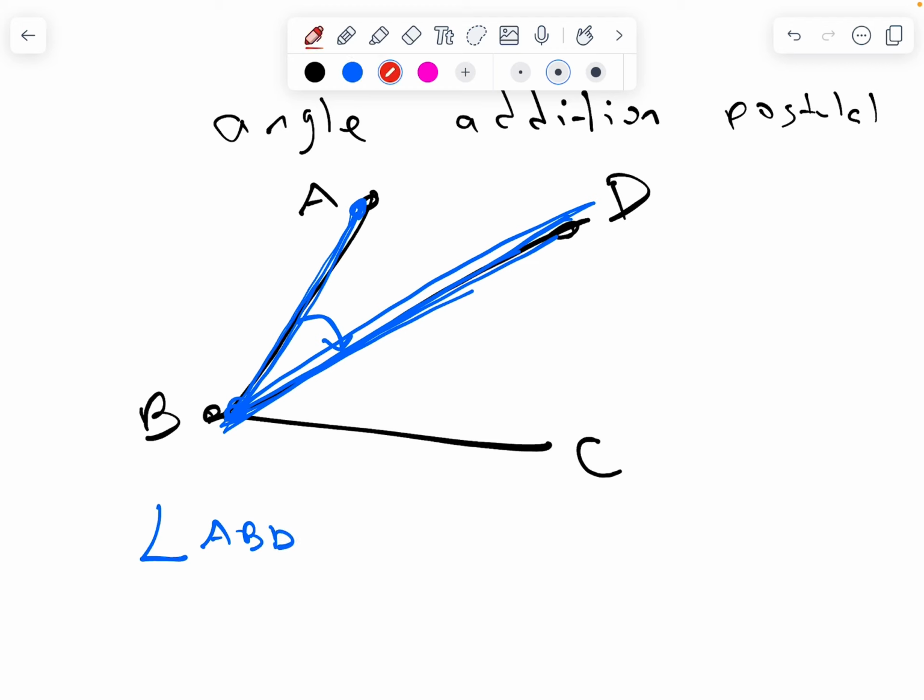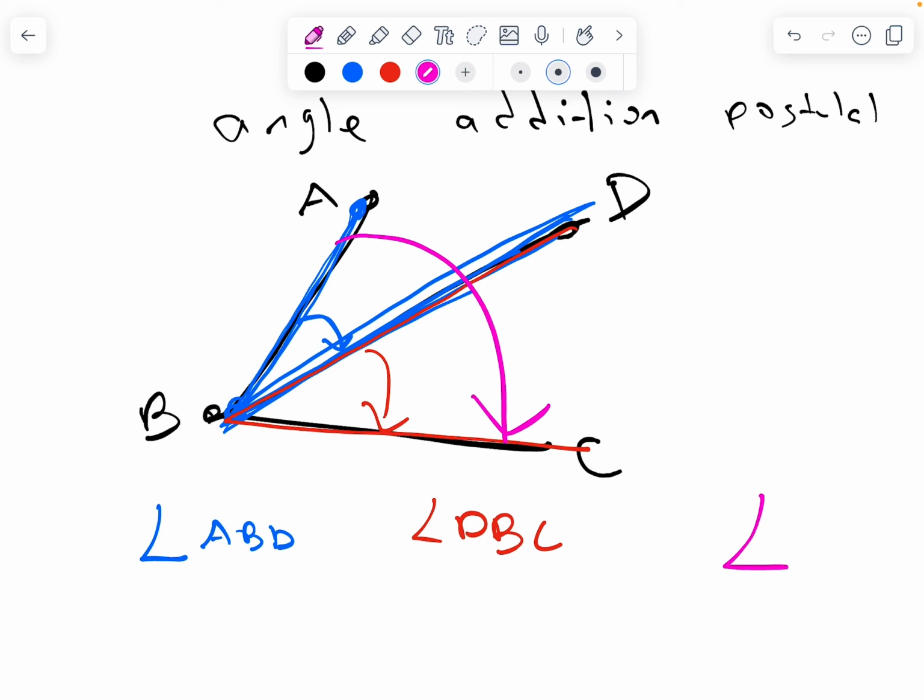Now in red, we've got this angle. We start at D, we go to B, we go to C. So DBC means this angle. Angle DBC. And what can we say about those angles? We can say they add up to be the big angle, and the big angle is going to be angle ABC. ABC traces out that big angle. So we've got the blue angle plus the red angle. Blue angle plus the red angle add up to be equal to the big angle like that.